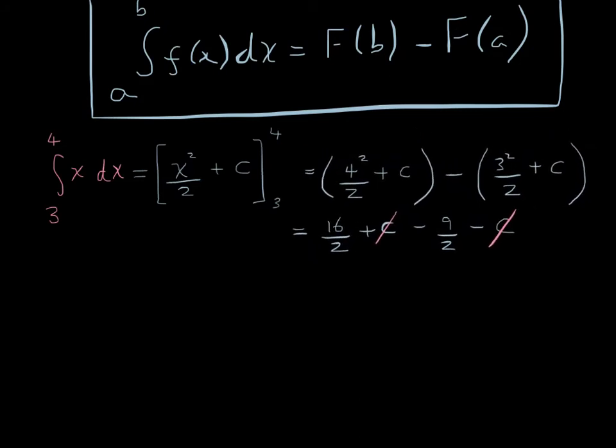So now we just need to tidy this up slightly. 16 over 2 is 8, minus 9 over 2 gives us a final answer of 16 minus 9 is 7, so 7 over 2. And you'll notice that unlike indefinite integration, our answer is actually a value, 7 over 2. It's not a function of x anymore. When you do a definite integral, your answer should be an actual value.